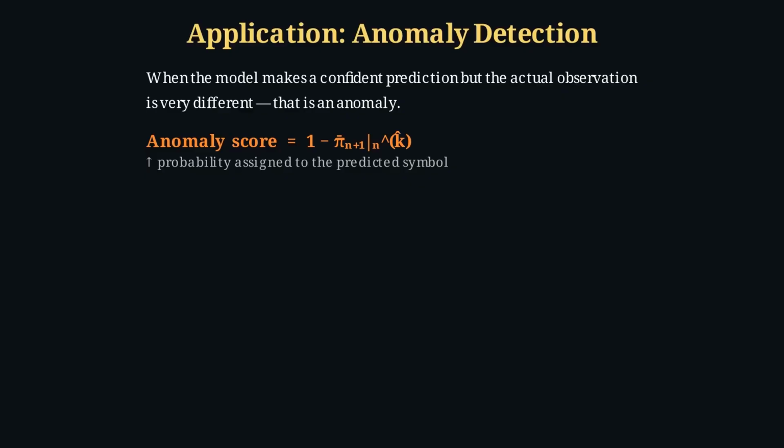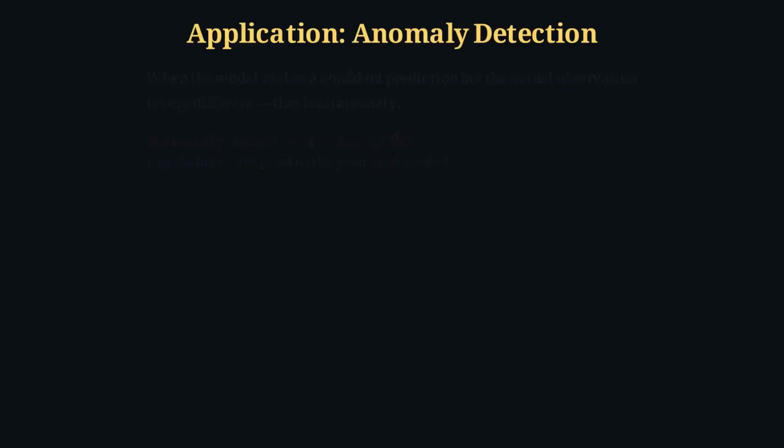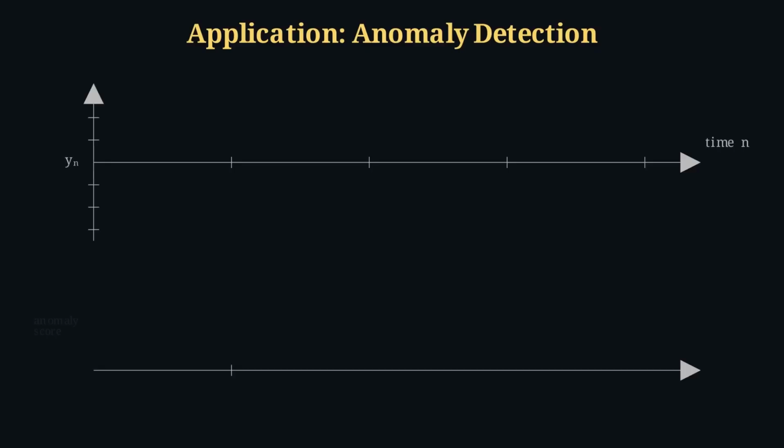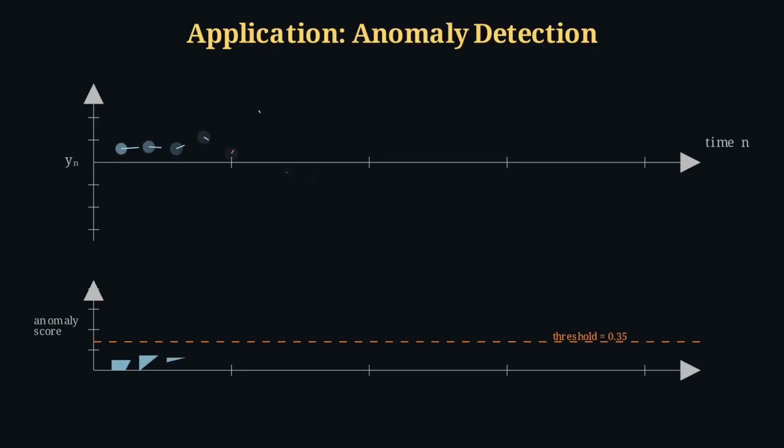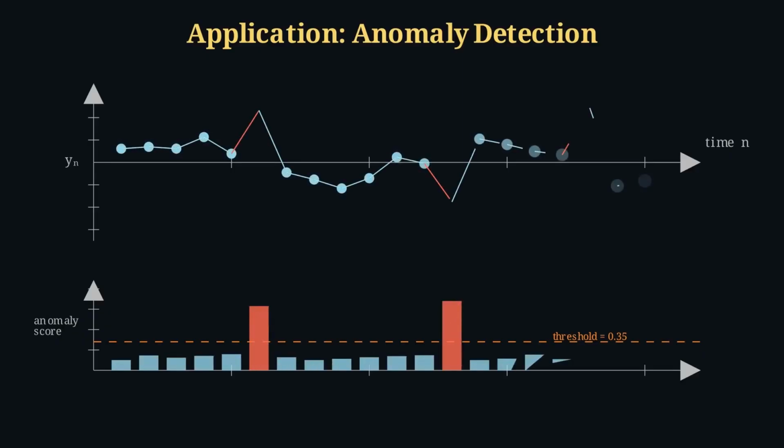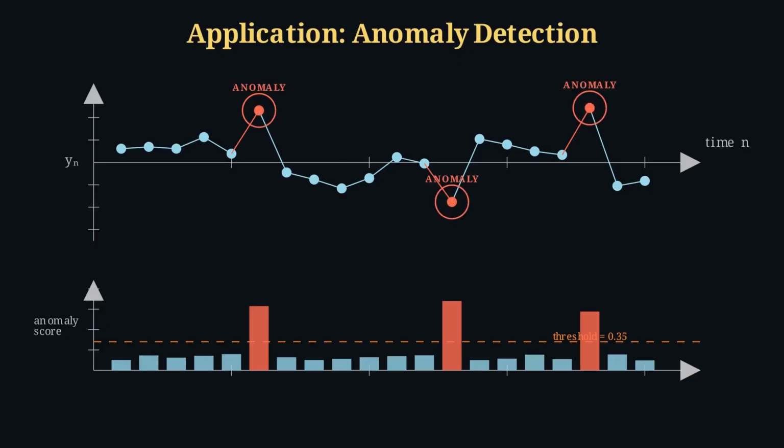The anomaly score is defined as 1 minus the probability assigned to the predicted symbol. A score near 0 means the model was confident and correct. A score near 1 means the model was very surprised. Here we see a time series signal with 3 anomalous points, shown in red. Below it is the anomaly score chart. The threshold is shown as the orange dashed line at 0.35.